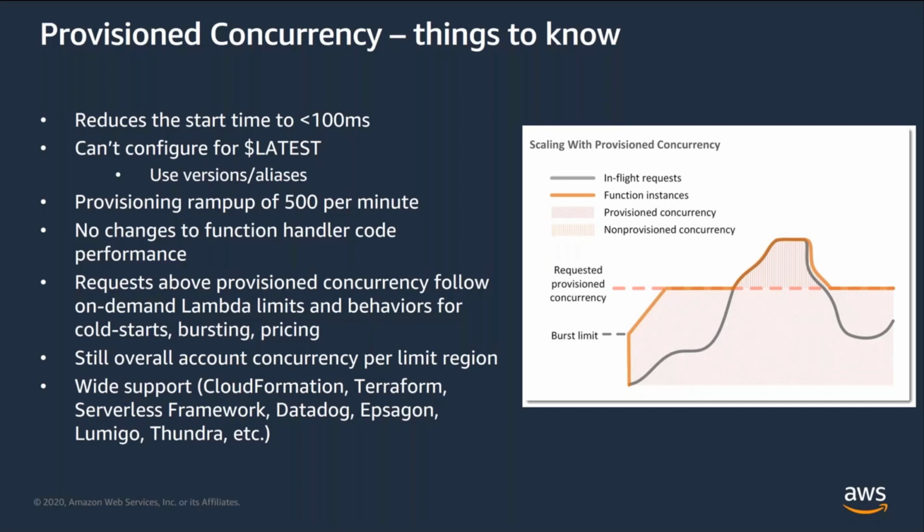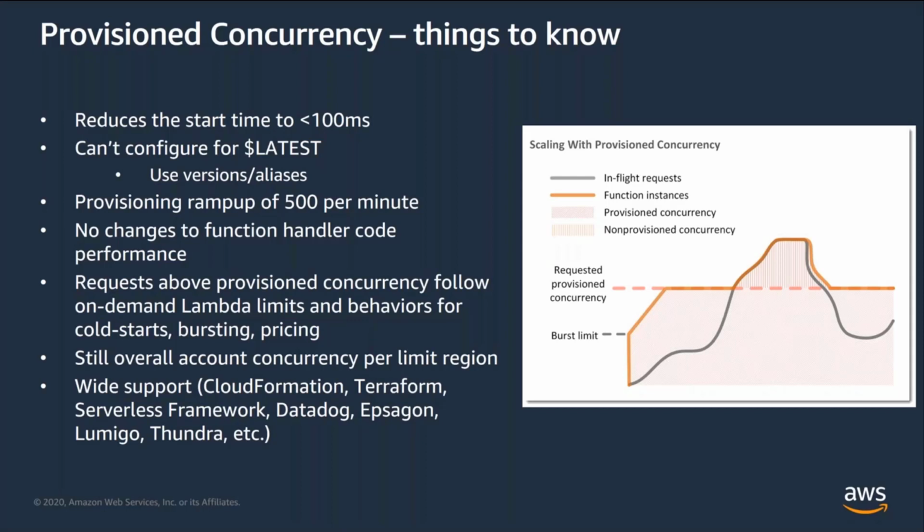Some customers use very large capacities, so it's important to know that provisioning ramps up at a rate of 500 per minute. Bear this in mind if you need 5,000 execution environments, since it will take 10 minutes. Beyond configuring the PC-specific attributes, there's no actual change to your Lambda code or handler.